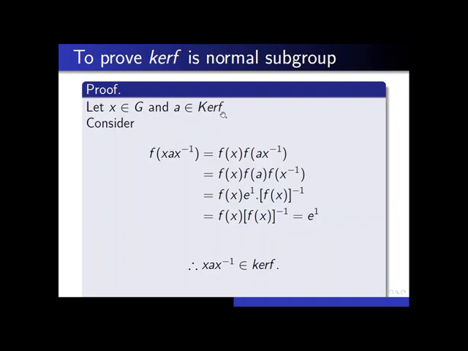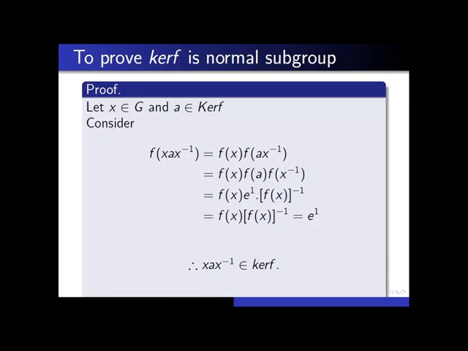Already kernel is a subgroup. Now our aim is to prove this is a normal subgroup. So for that we are taking F of X A X inverse. See here, F of X A X inverse is equal to what? F is a homomorphism. So F of X A X inverse can be written as F of X into F of A X inverse. Again it can be written like this, F of A into F of B.